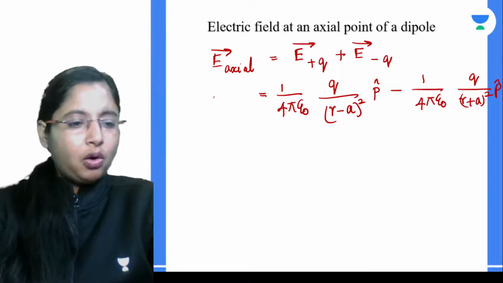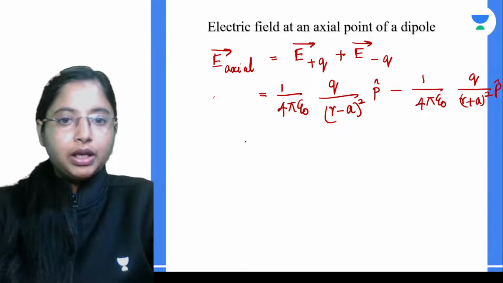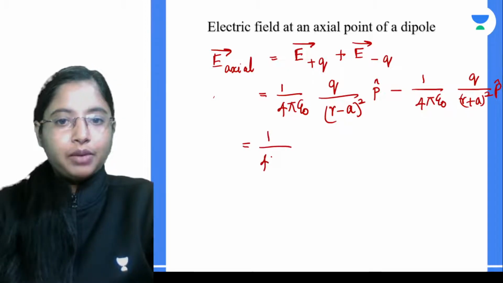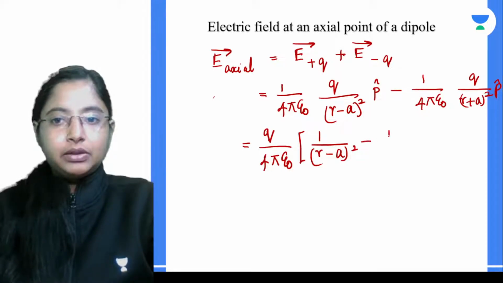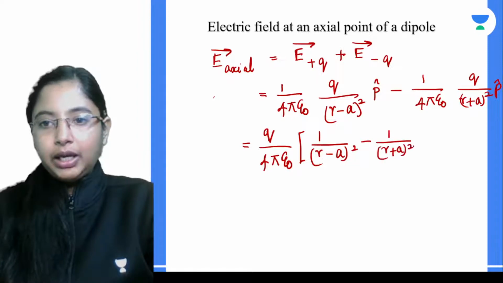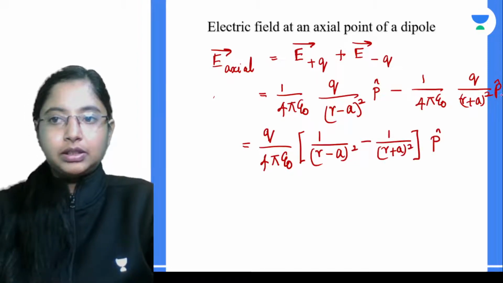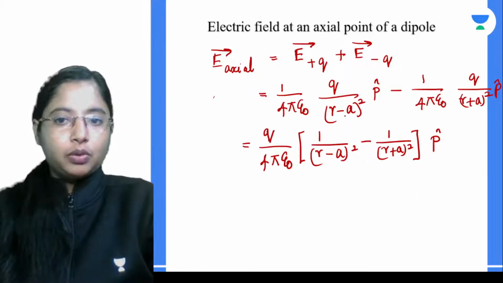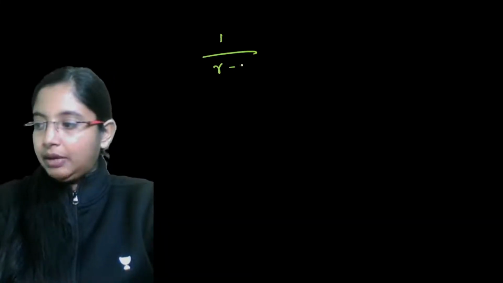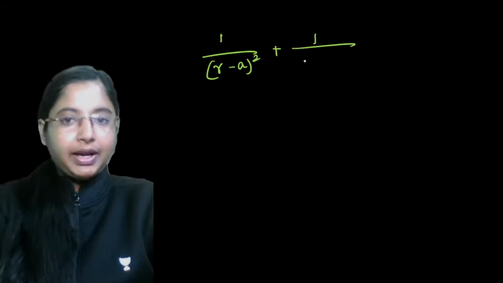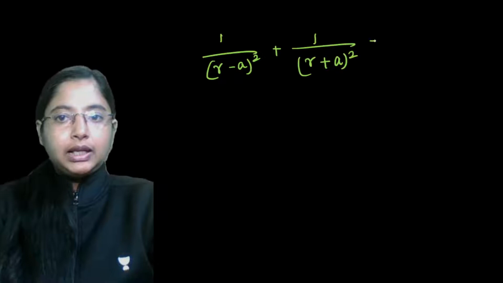Now let's take all the common factors outside. On one side we have 1 by 4 pi epsilon naught and the charge Q, which is constant. Then on the other side we have 1 by (R minus A) the whole square minus 1 divided by (R plus A) the whole square, into P cap, the dipole moment as well. Now let's look at this quantity. I'm just going to solve for this quantity separately: 1 by (R minus A) the whole square plus 1 divided by (R plus A) the whole square. Very simple.